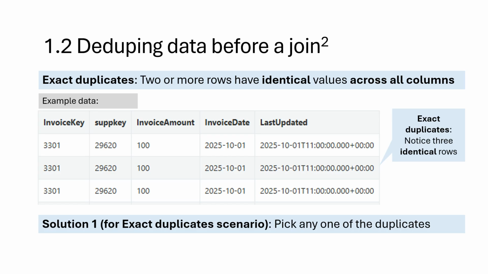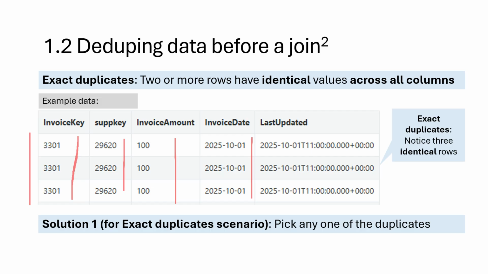Exact duplicates is one of the two types of duplicate data that we normally come across. But what does exact duplicates really mean? When two or more rows have identical values across all the columns, they can be referred to as exact duplicates. For example, here we have three rows of data, and if you look at the values in each column, they are exactly the same between the rows. Such duplicate data can be referred to as exact duplicates.